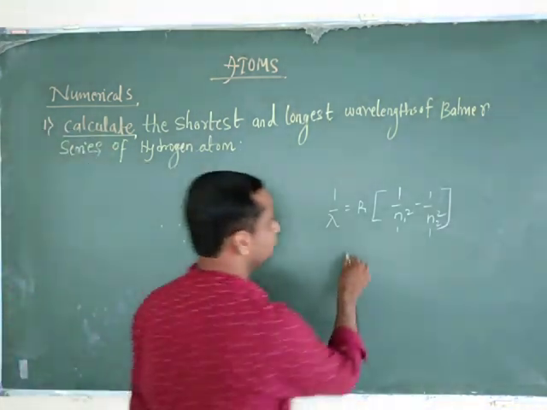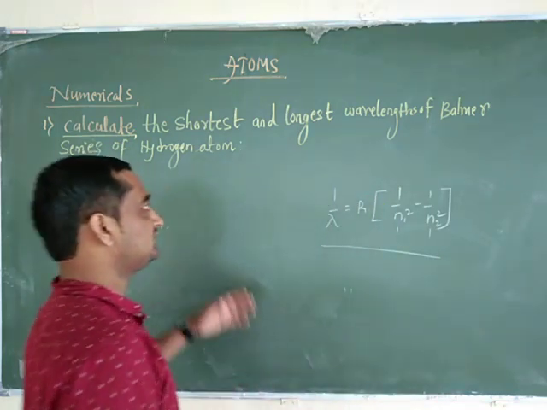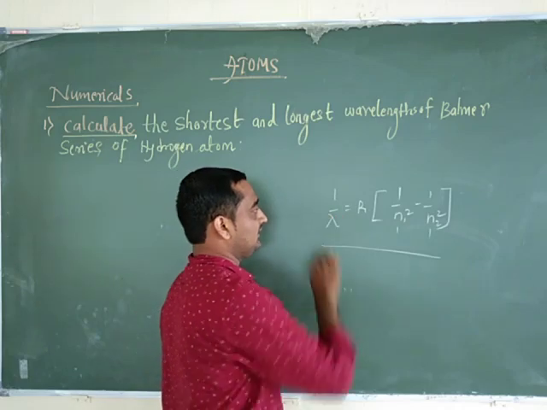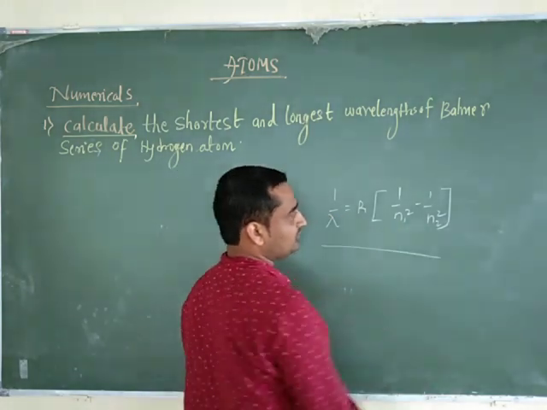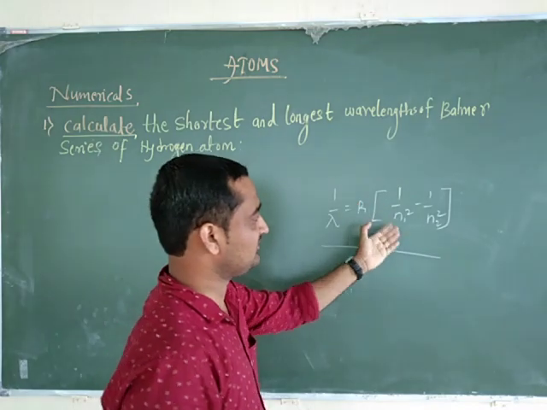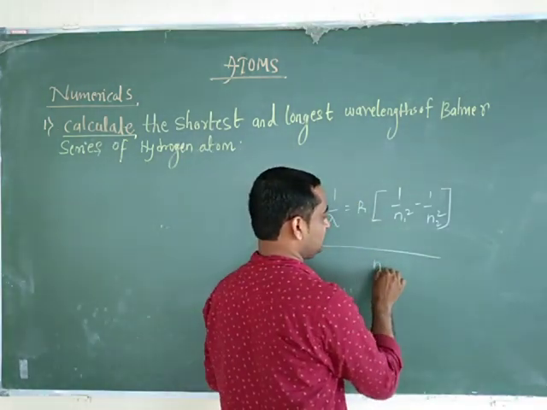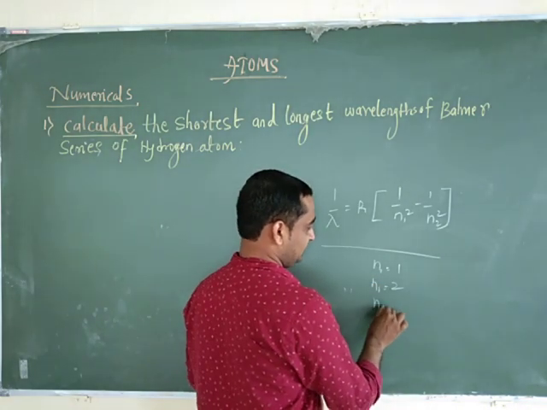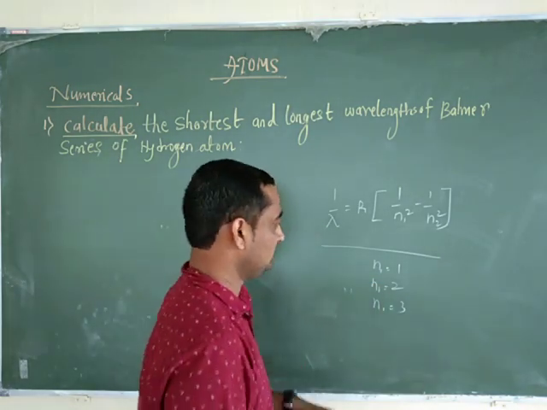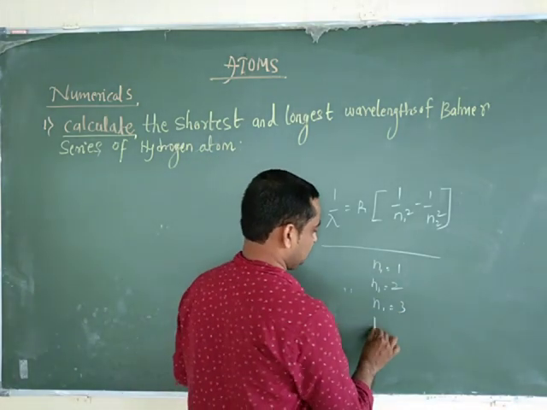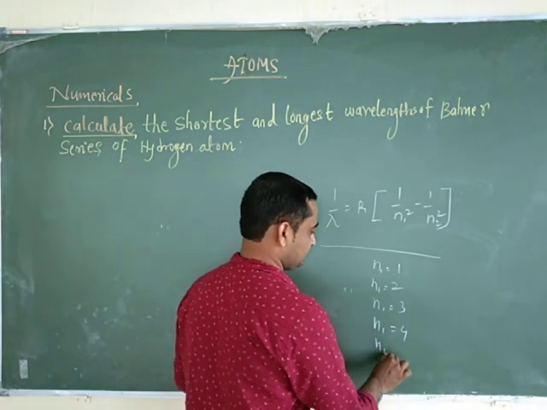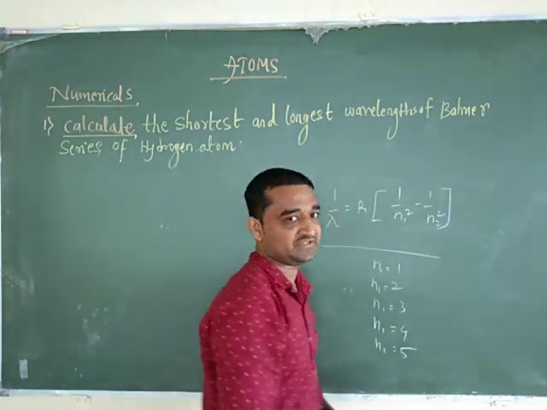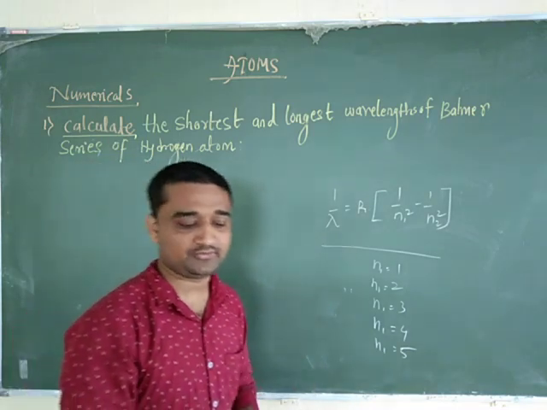Now we have to use this formula and solve certain numericals based on the chapter Atoms. For the Lyman series n1 is equal to 1, n1 is equal to 2 for Balmer, and n1 is equal to 3 for Paschen series, n1 is equal to 4 for Brackett and n1 is equal to 5 for Pfund series, and the n2 are the higher energy states. There is a specific transition we have to explain.